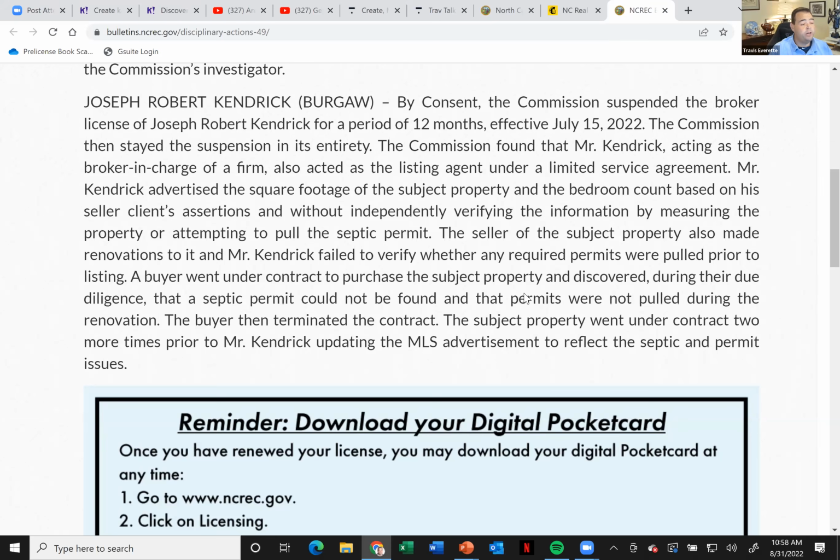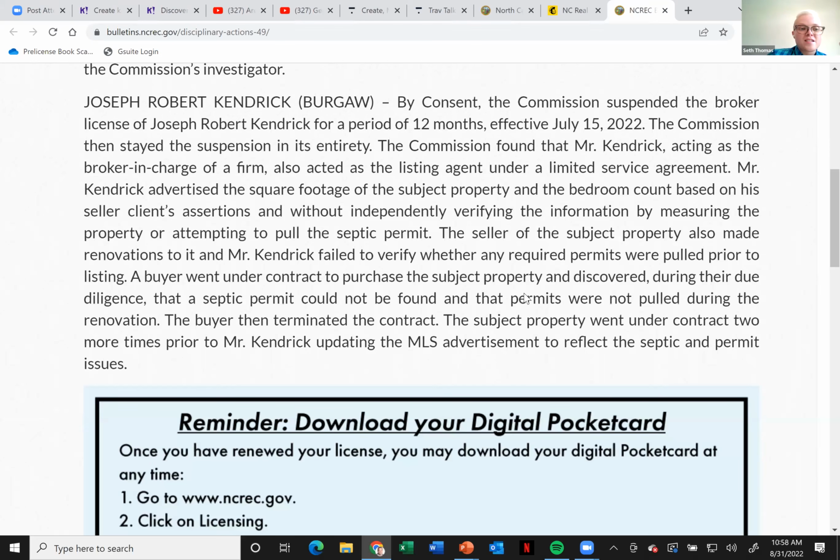A buyer went under contract to purchase the subject property and discovered during their due diligence, which just means inspections, that a septic permit could not be found and the permits were not pulled during the renovation. The buyer then terminated the contract. The subject property went under contract 2 more times prior to Mr. Kendrick updating the MLS advertisement. So not only did he fail to disclose this properly once, he failed to disclose it properly 3 times. And so what's he doing for the next year? Not selling real estate. That's exactly right.